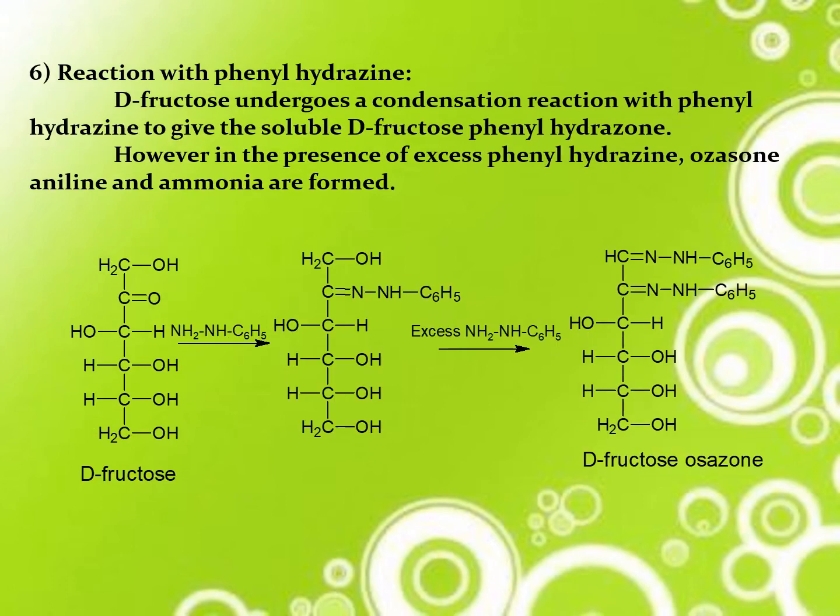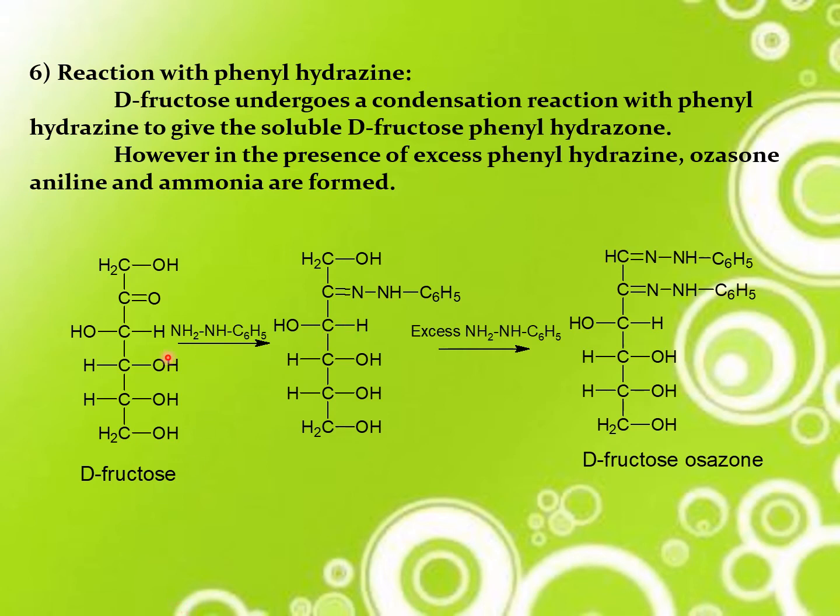Next one is an important reaction with phenylhydrazine. This question may be frequently asked for the exams. D-fructose undergoes a condensation reaction with phenylhydrazine to give soluble D-fructose phenylhydrazone. However, in presence of excess of phenylhydrazine, osazone, ammonia and aniline are formed. This is the reaction. D-fructose reacts with phenylhydrazine.